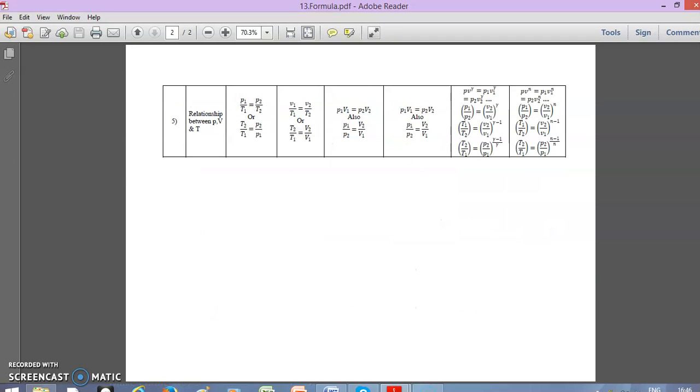And we have the pressure-temperature relation. Here, since volume is constant, we can write this relation from the general characteristic equation. So kindly go through these various pressure-volume relations, which will be useful for you to solve the problems. Thank you.